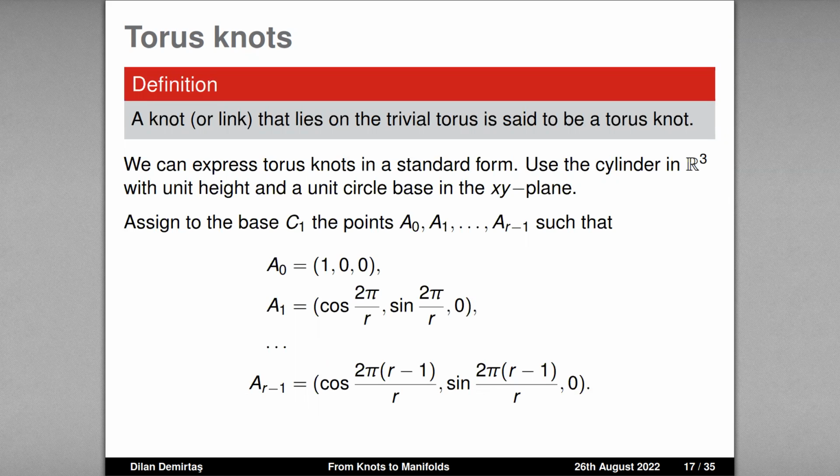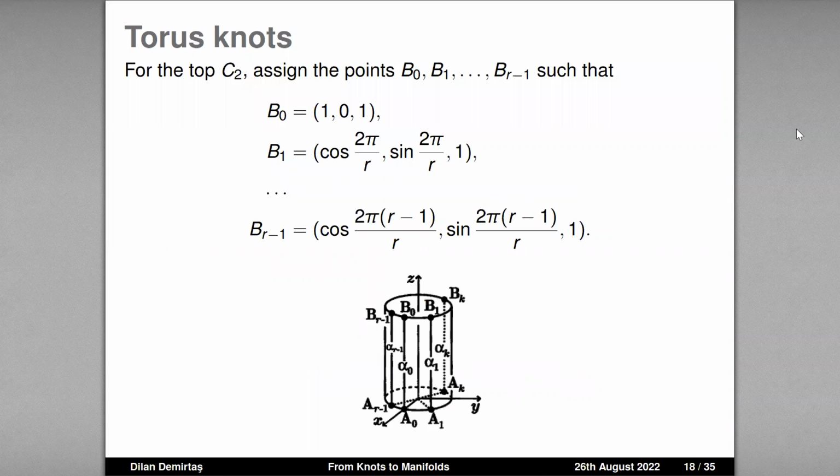We can actually express a torus knot in a standard way. We use the cylinder in R3 with unit height and unit circle as its base in the XY plane. To the base, we assign R points, A0 to AR, as follows, quite inductively. And the Z components are always 0, because it's on the base. And to the top, we assign R points as well. The only difference is that they are now on the Z component with 1.